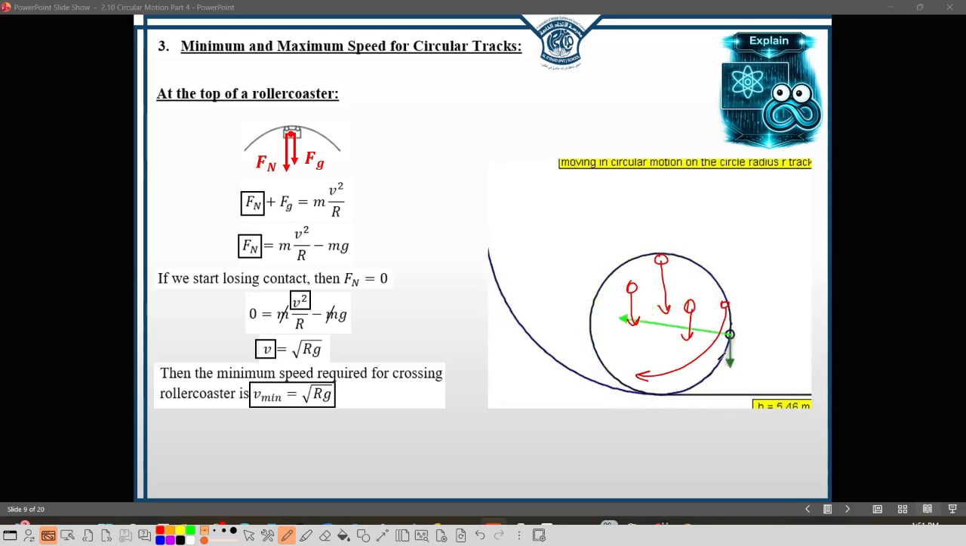So to guarantee that the object will stay on the same path, we should apply this minimum speed, the square root of r times g. You can see that this relationship is totally independent of mass. It's only related to the gravitational field strength and the radius of the circular path.